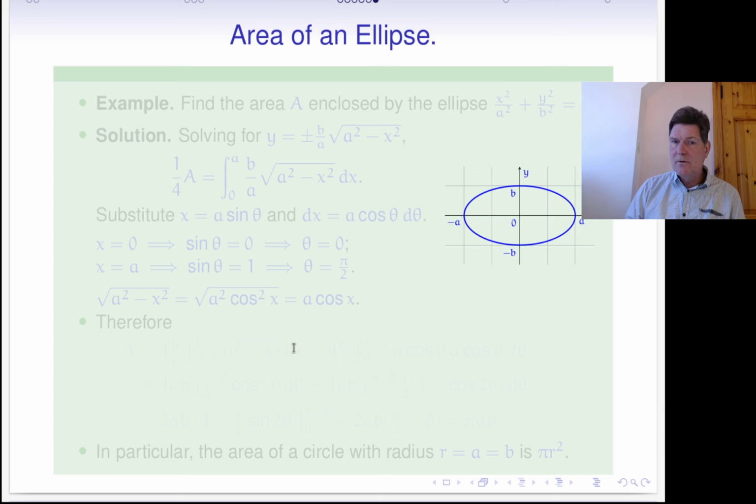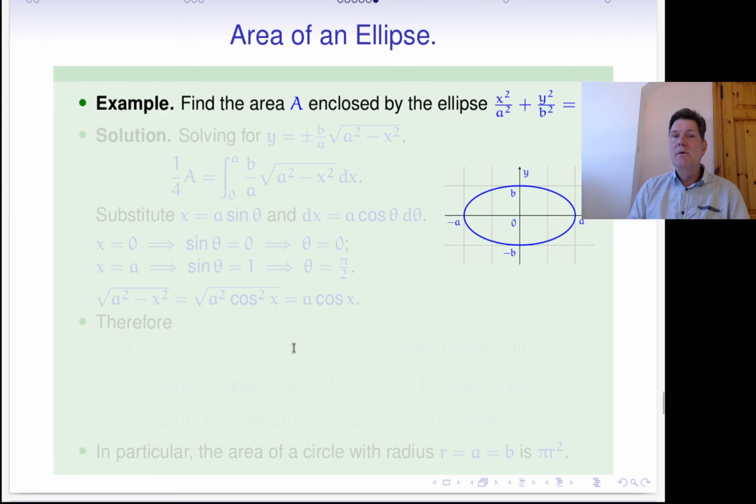Finally, as a sort of practical example, let's come back to the area of a circle, or more generally, the area enclosed by an ellipse described by the formula x squared over a squared plus y squared over b squared is 1. That's in the xy plane, the set of all points with x coordinate x and y coordinate y that satisfy this equation for given values of a and b.